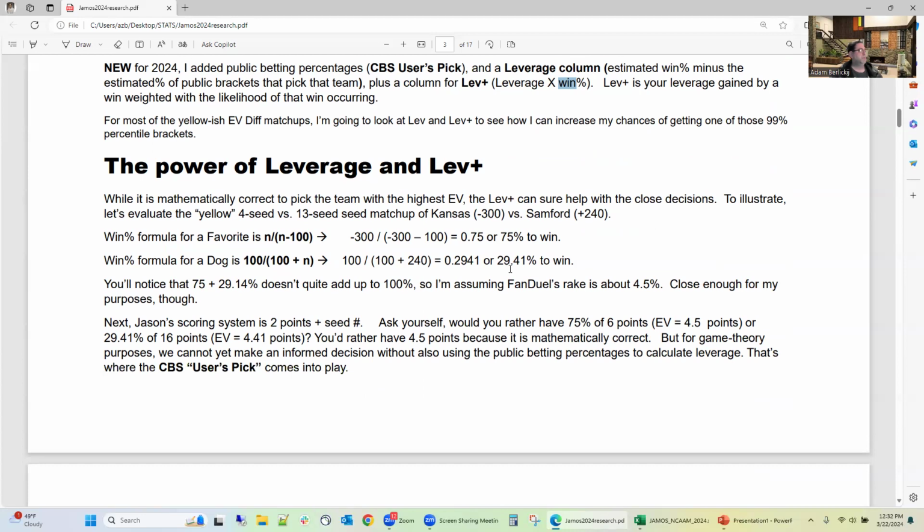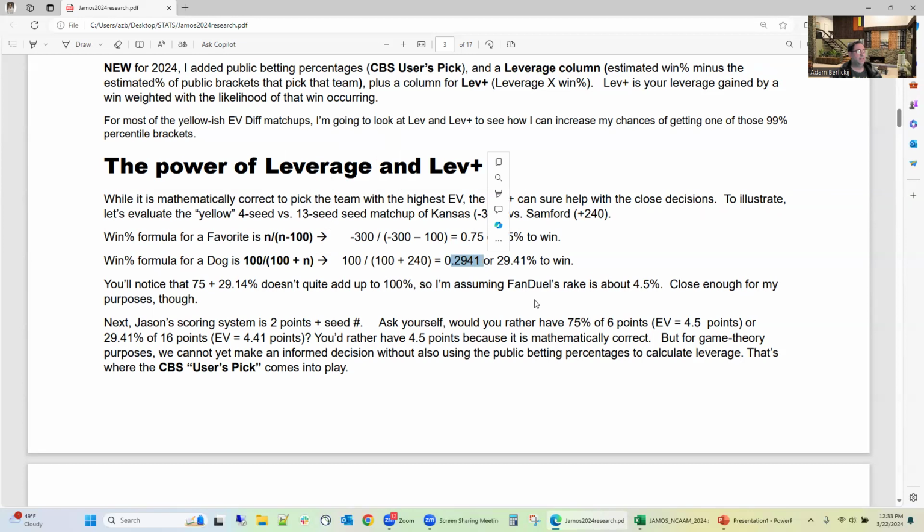So I'm going to give you a couple of examples of how powerful that is. I'm going to pick one of the matchups that was yellow up above, Kansas versus Samford. Remember, the win formula for a favorite is n divided by n minus 100. So since Kansas's odds to win are negative 300, that means they're 75% to win. And the formula for a dog is 100 divided by 100 plus n. So they are about 29% to win.